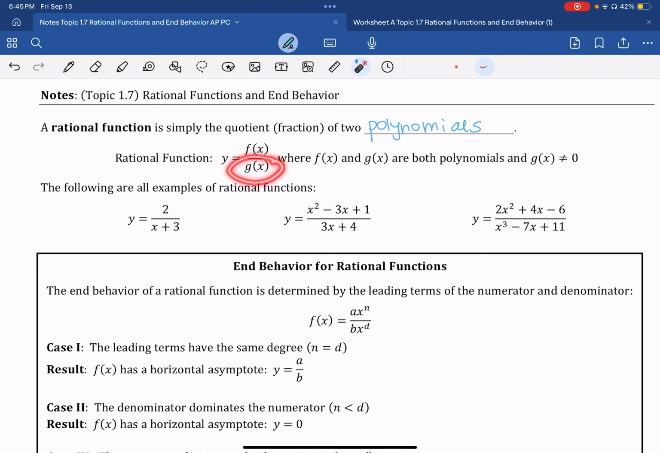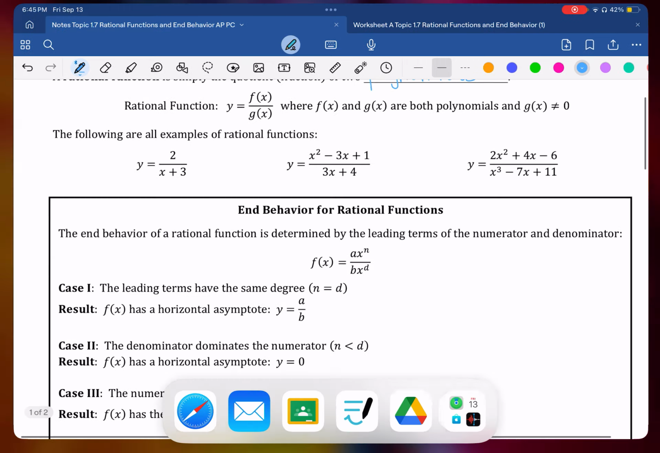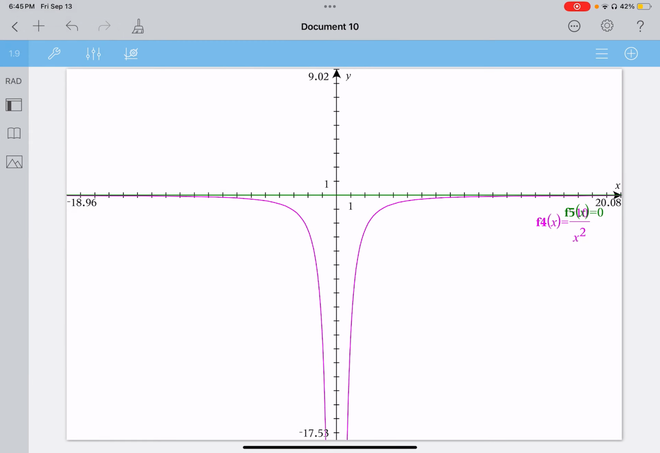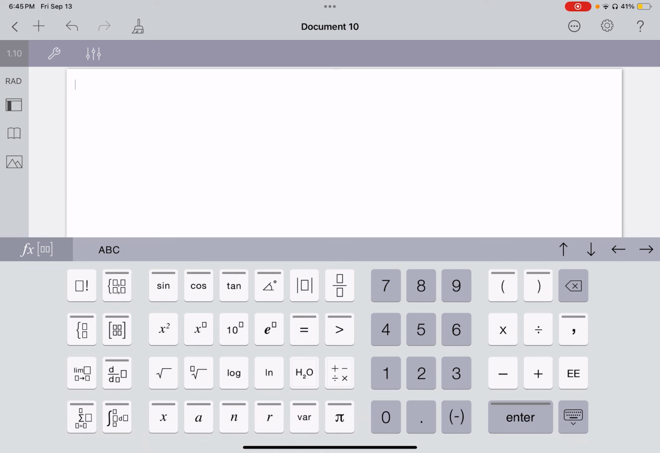It also says that g of x, which is in the denominator, cannot equal 0. The reason it can't equal 0 is because anything divided by 0 becomes undefined. Okay, let me give you an example. Let's go to the calculator. If I say some crazy number divided by 0, it's going to be undefined. If I do 9 divided by 0, it's undefined. Let's say I do x divided by 0, it'll be undefined. So you can't have 0 in the denominator, and in a few lessons, we're going to talk about how factors that equal 0 in the denominator actually create vertical asymptotes in rational functions.